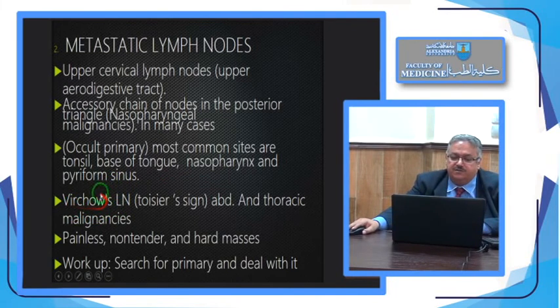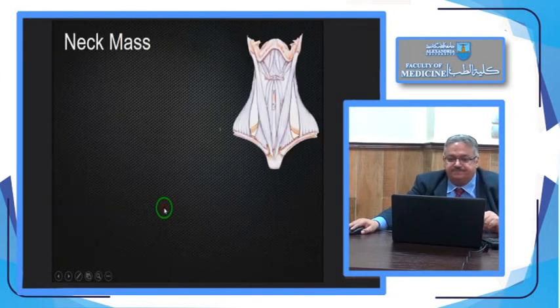And you need to consider metastases in the left supraclavicular nodes, the Virchow nodes, from abdominal and thoracic malignancies. Metastatic lymph nodes are painless, non-tender, and hard. Not necessarily hard. Late stage of the disease is hard, right? But early it might be firm. So you need to take care, not all of them are hard. The workup: you need to search for the primary. It's metastatic, secondary, so you need to search for the primary and deal with it, right?